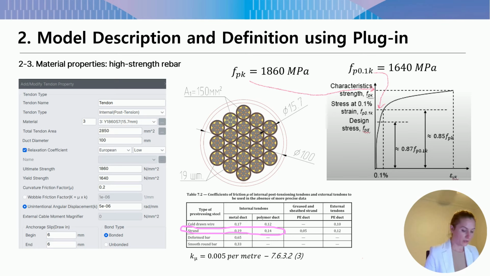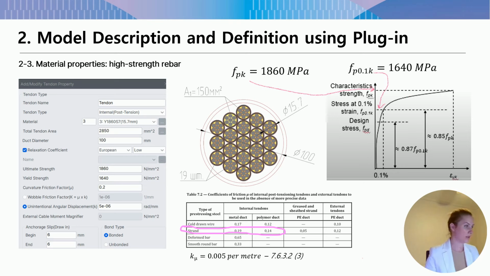It's time to consider the tendon property. The tendon used in the model consists of 19 strands with a diameter of each 15.7 millimeters. One strand has 7 wires. When we create the tendon property, we need to calculate the total tendon area. It is done with those data. Then we have to choose the duct diameter. All this you can take from the particular product supplier booklet.